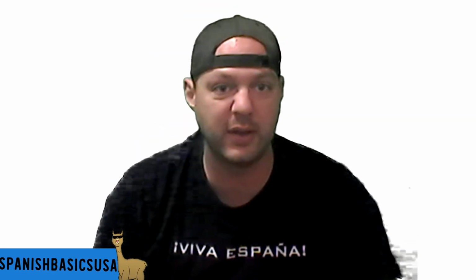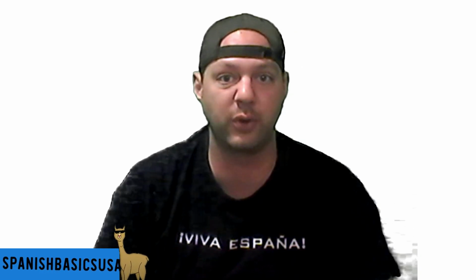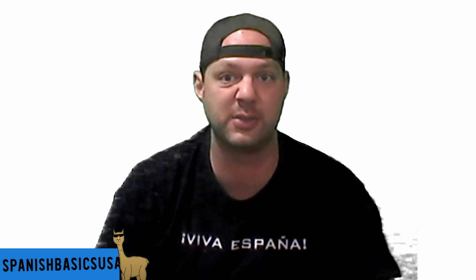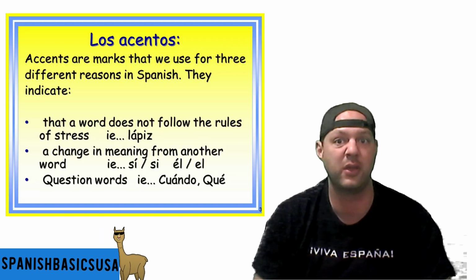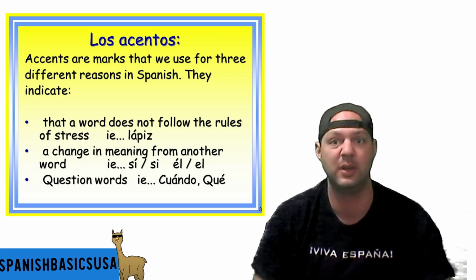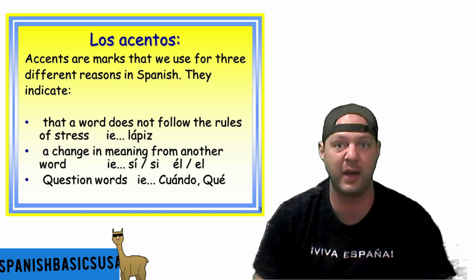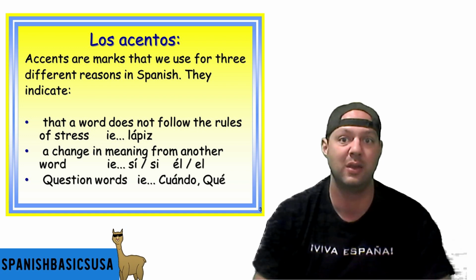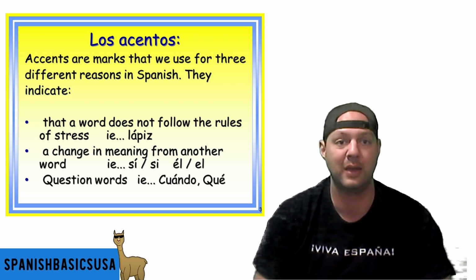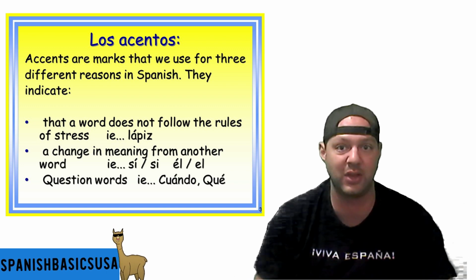Alright, so let's go ahead and talk about accent marks. Los acentos are used for three different reasons in Spanish. They are to indicate that a word does not follow the rules of stress. For example, lápiz. The stress should normally fall on the I, but in this case, it falls over the A, and so we have to place an accent mark above the A to indicate that.